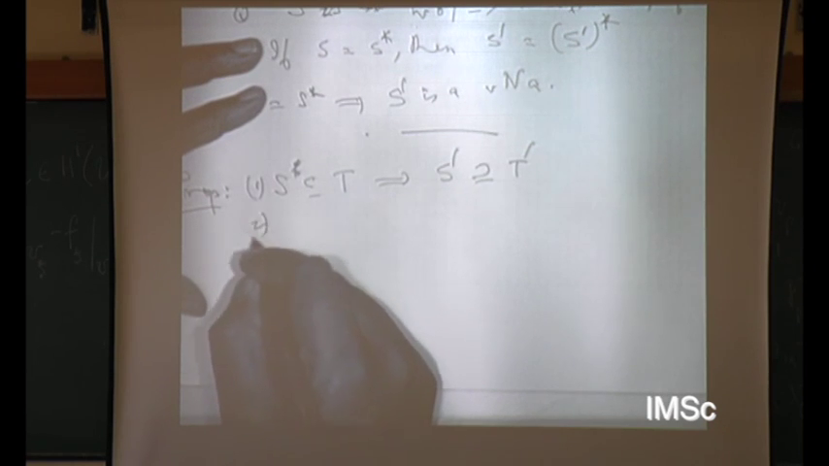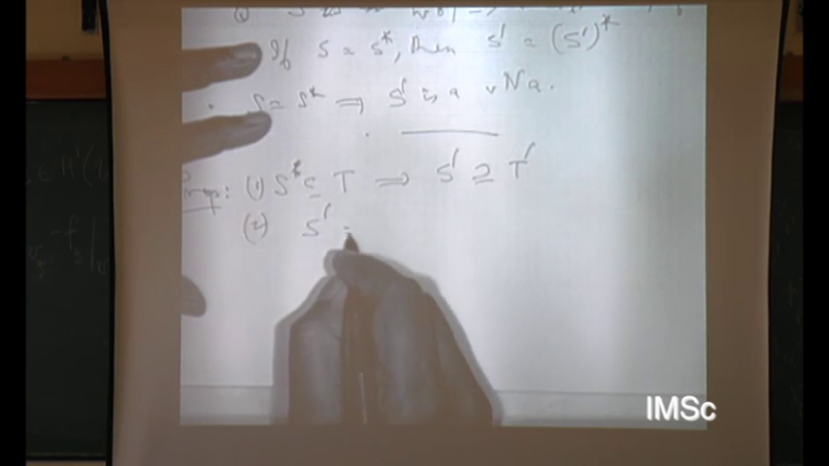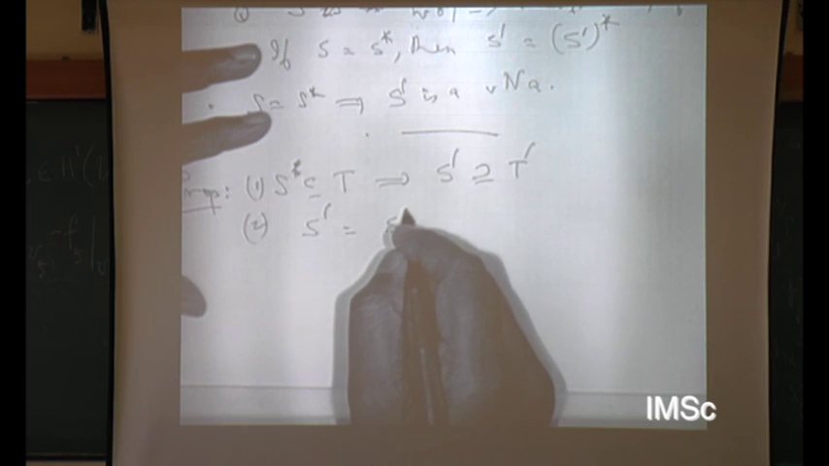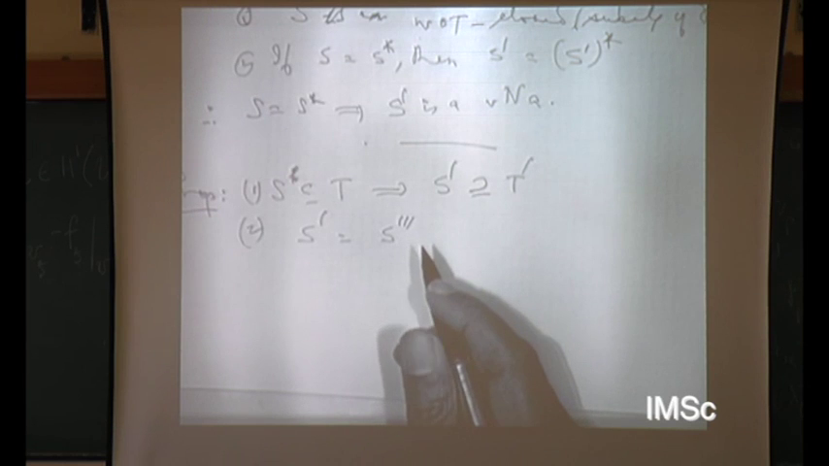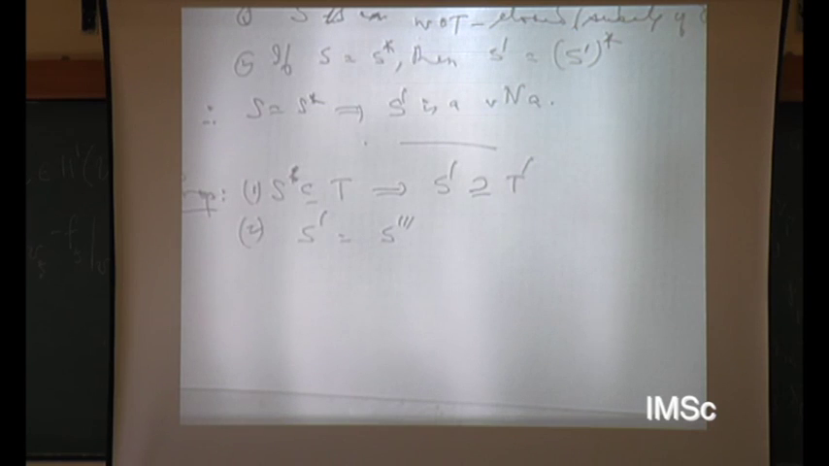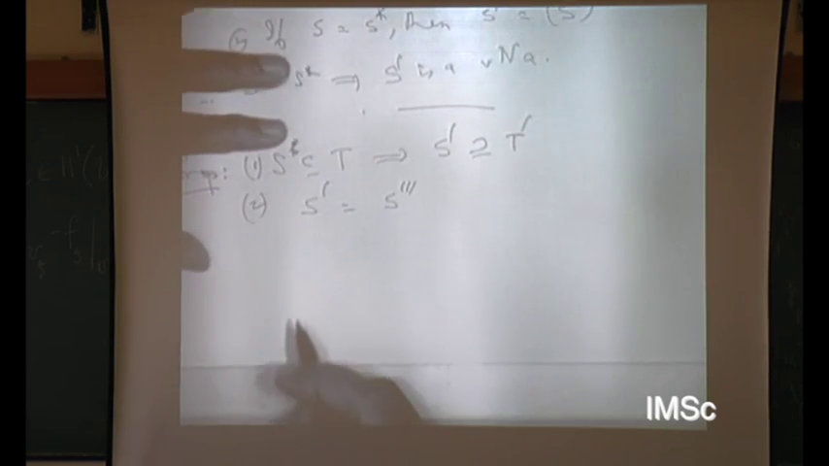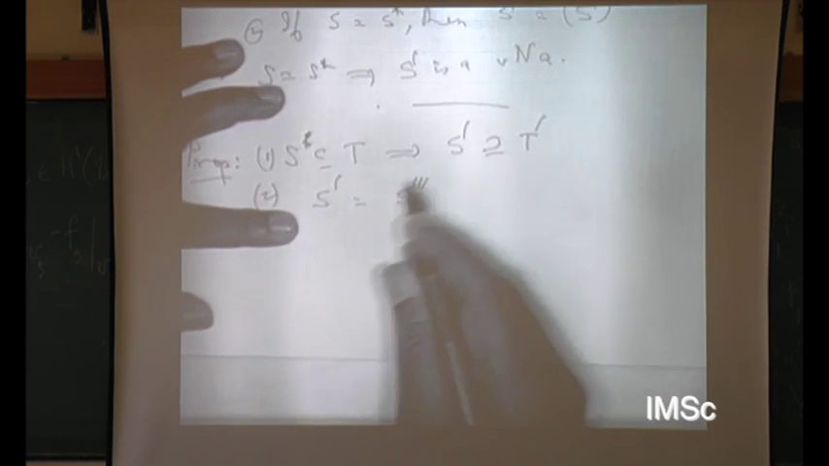And then I want to conclude from this that S prime equals S triple prime. By this I mean you take S prime, take its prime, take its prime. So I'm sparing myself writing many brackets. It is the third commutant of S. I want to say it is the same as S prime. Why is that?